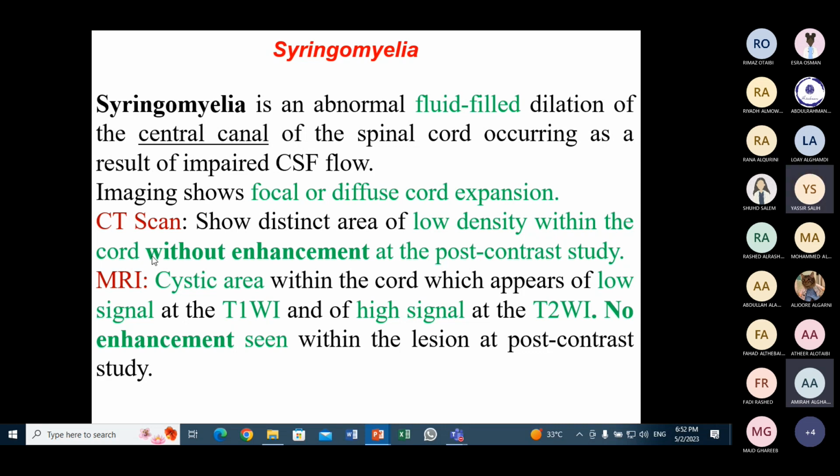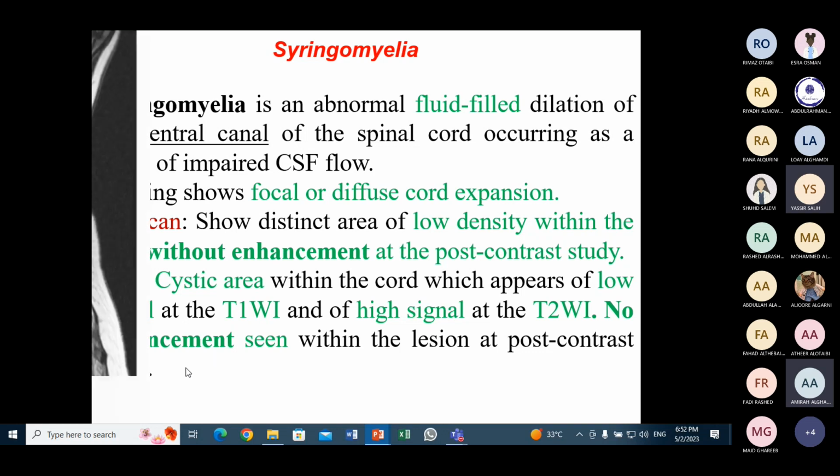طيب on MRI لأن هي containing CSF, so it has the features or signal intensity of CSF. معروف إن CSF appear of low signal in T1 and high signal in T2. لذلك هي cystic area within the spinal cord. This syringomyelia is cystic area within the spinal cord of low signal in T1 لأنه فيها CSF and high signal on T2. زي ما هي in CT not enhancing with contrast, also on MRI not enhancing with contrast.